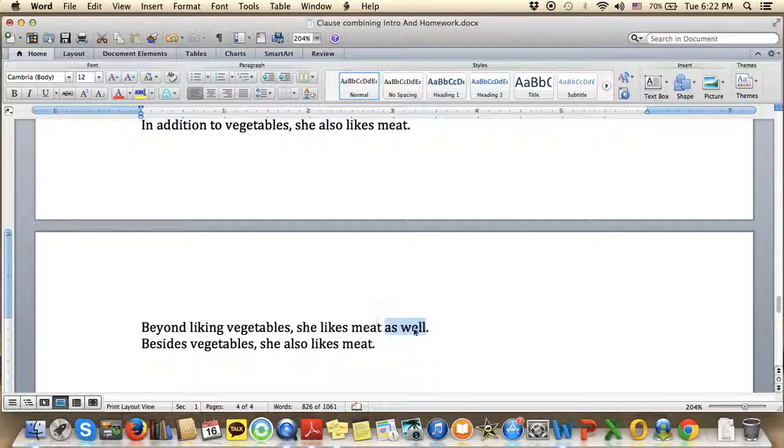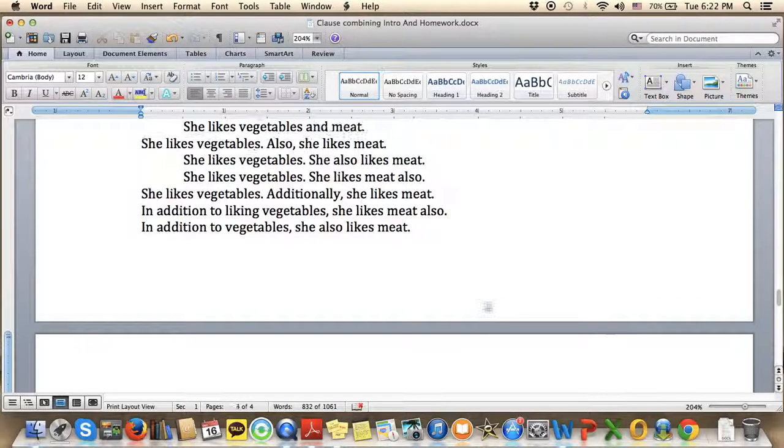Now, as well is a bit of a tricky one because I cannot say that right here. I cannot say she as well likes meat. No! As well is only going to come at the end. That's it. Just at the end. That's the only place we can put it. Besides vegetables, she also likes meat. Just like that. Okay. That's all for the first one.